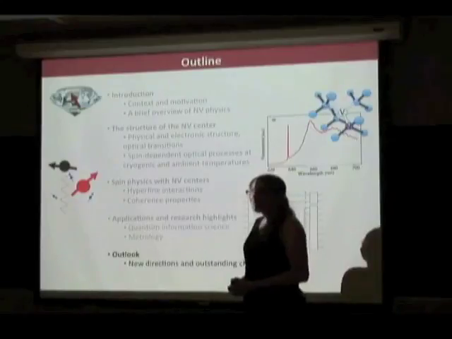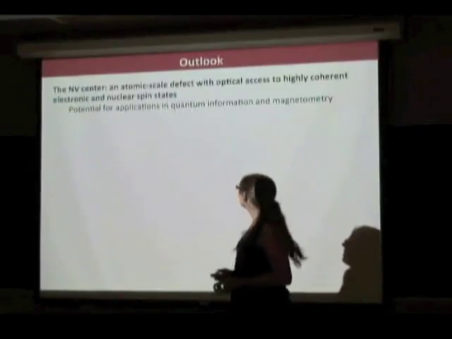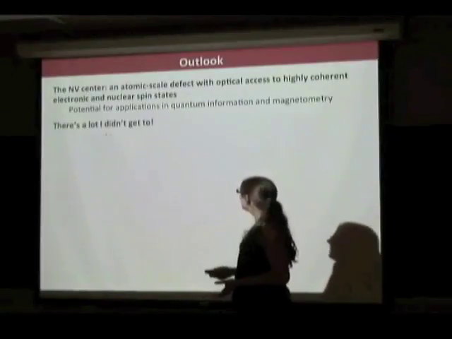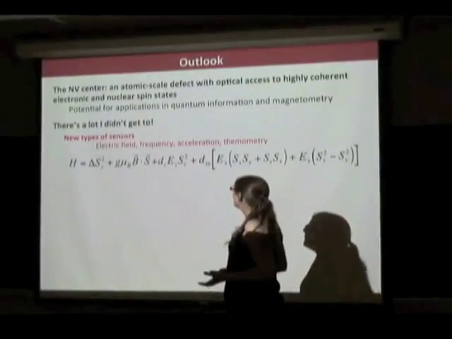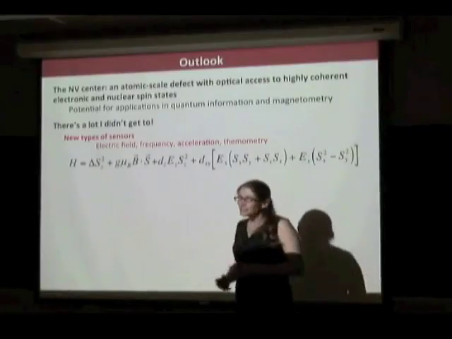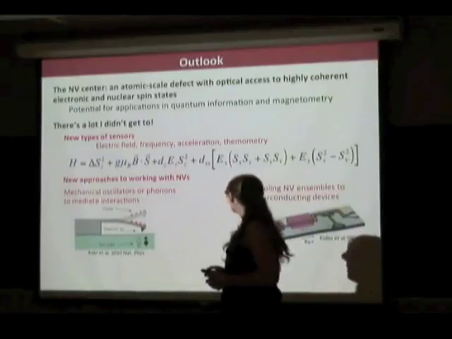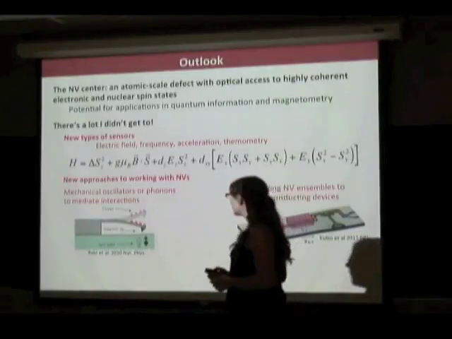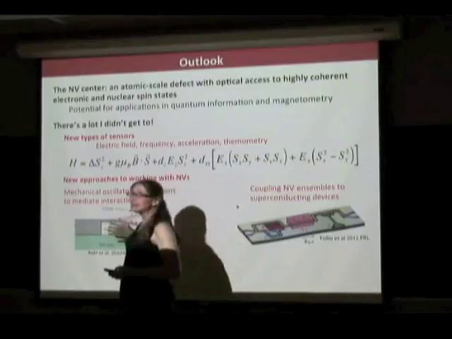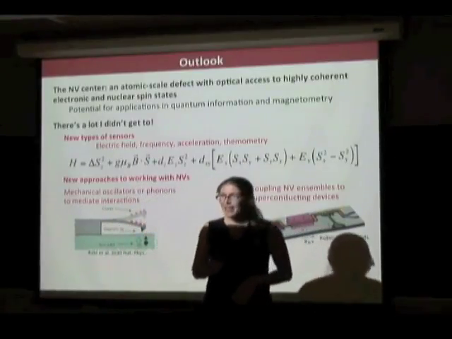So with that, I'm coming to the end of my time, and I should very briefly mention all the things I didn't have time to mention. I didn't get to the fact that there's many other types of sensors beyond magnetic field sensors, whether they be electric field, acceleration, or building a gyroscope. There's also many approaches in quantum information that I didn't have the time to discuss, whether it's coupling NV centers to mechanical resonators or to superconducting devices.